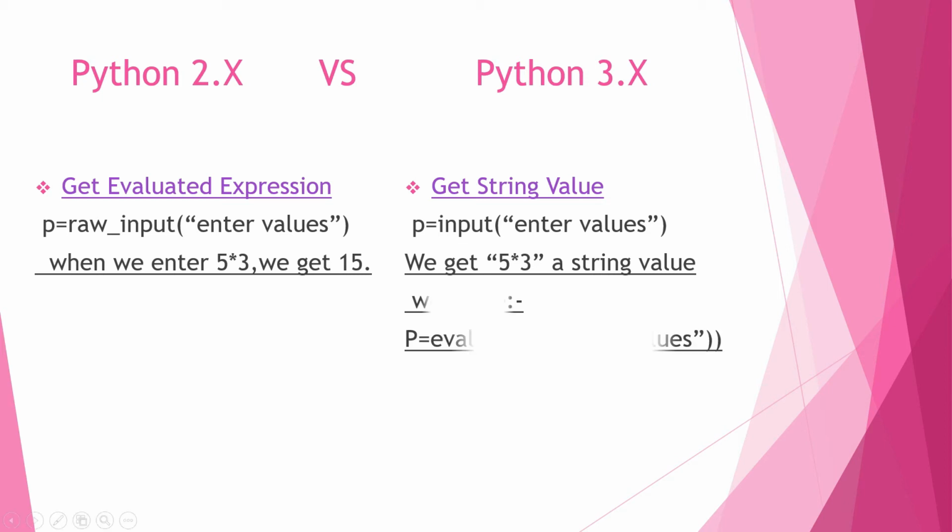Now the question arises: how will we get the evaluated output which is 15? So for that we have p is equal to eval input, enter values. Then it will return the evaluated output which is 15.